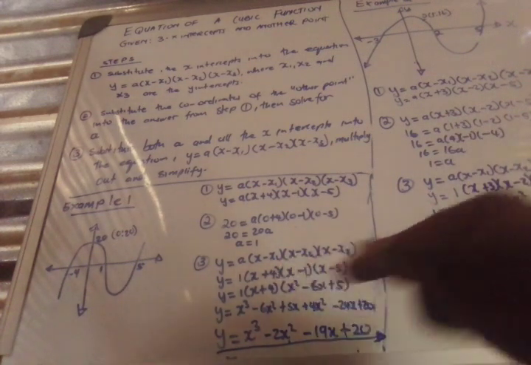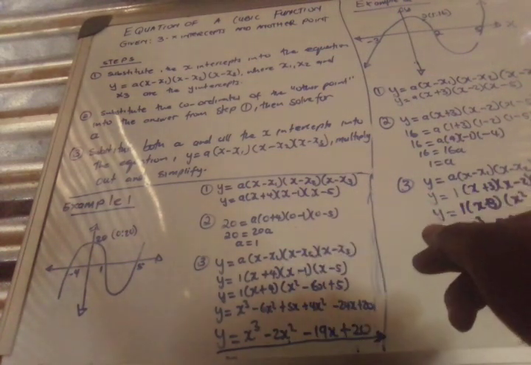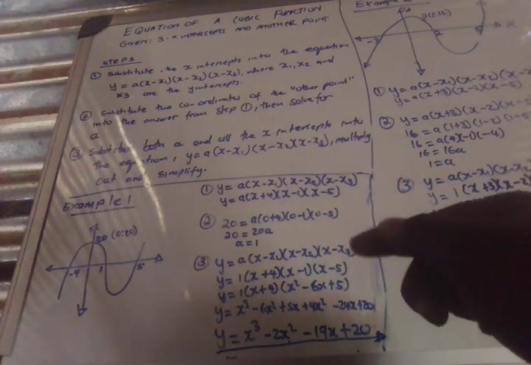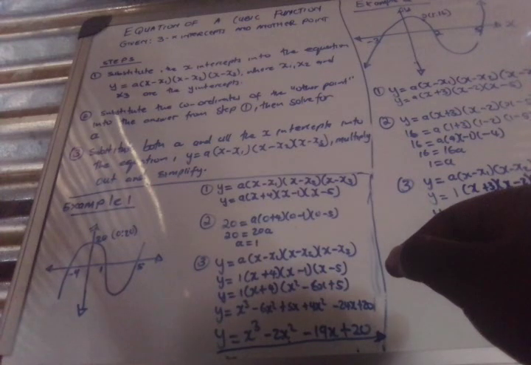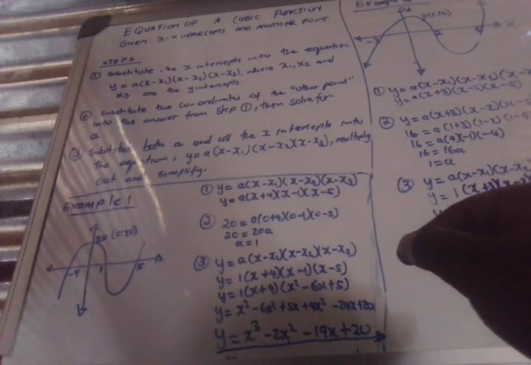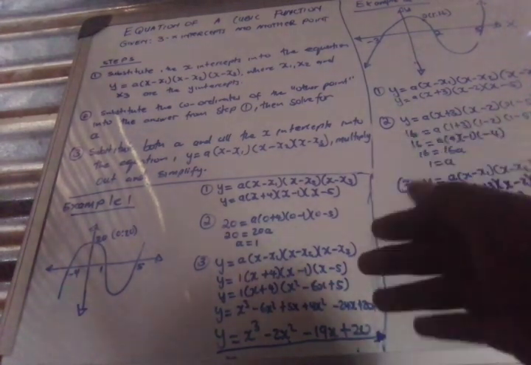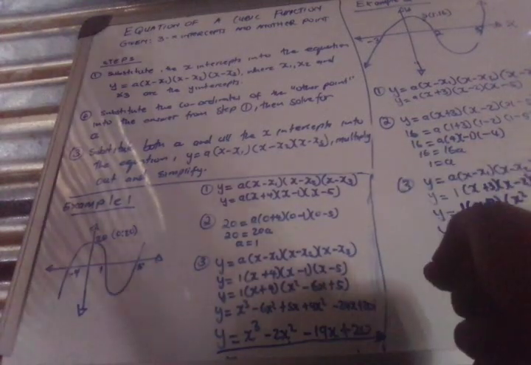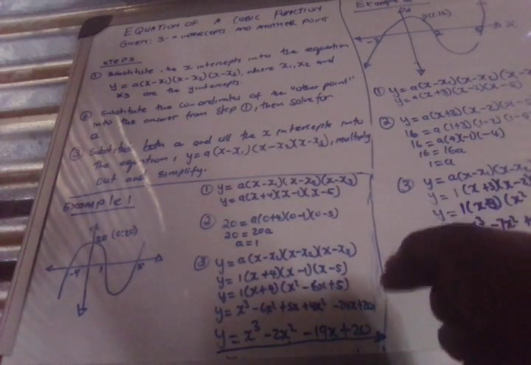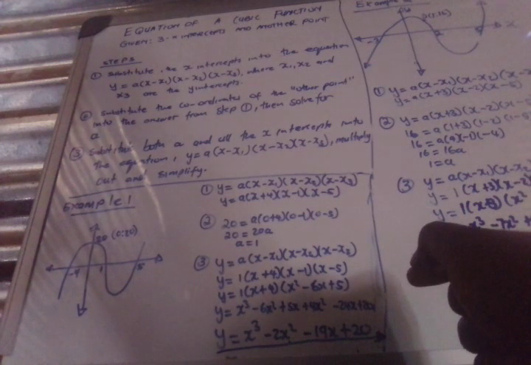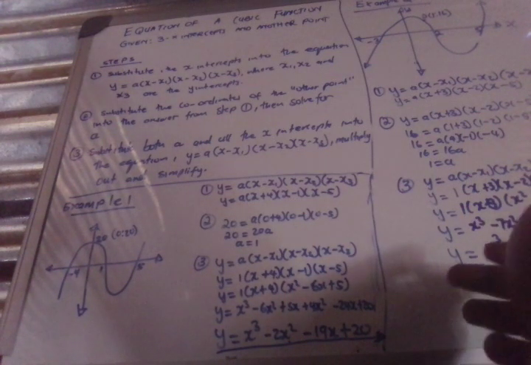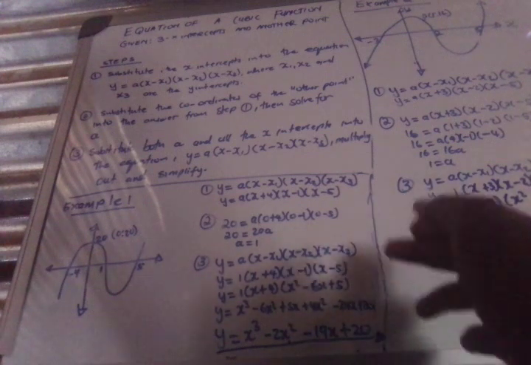Okay, so I just started by writing the standard equation and substituted both there. My a was 1, and I put 1 there, and I put in the x-intercepts, okay? And so I'll end up with, if you look at this stage, y equals 1 into x plus 4 into x minus 1 into x minus 5, okay?